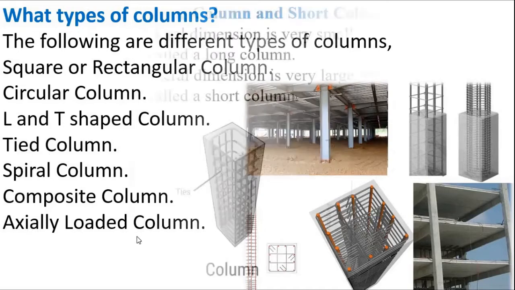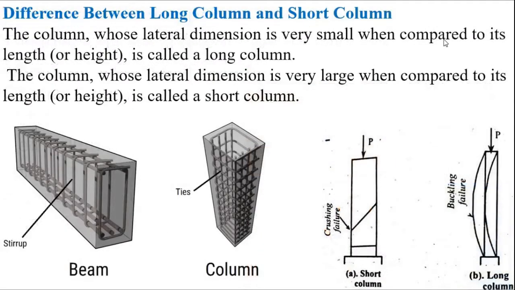And next one is the difference between long column and short column. The column whose lateral dimension is very small when compared to its length or height is called a long column. The column whose lateral dimension is very large when compared to its length or height is called a short column. Difference between long column and short column.